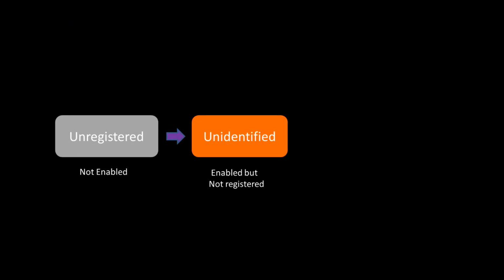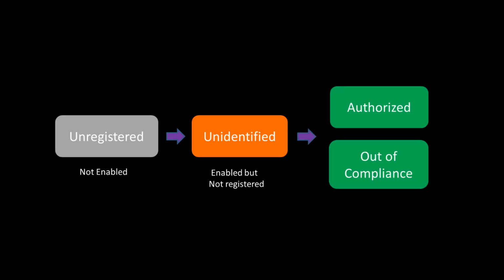Devices pass through three main states. The first is unregistered, which means nothing has been enabled. The second state is unidentified, meaning it's been enabled for smart licensing, but not registered. And finally, moving into two possibilities as the device goes into operations. Authorized means that you have more licenses than being used. Out of compliance means that you are using more licenses than you have.